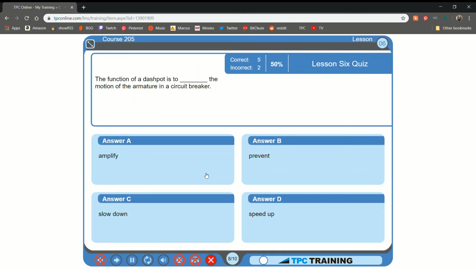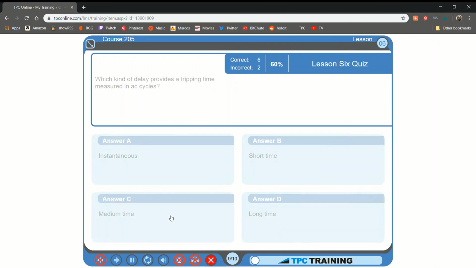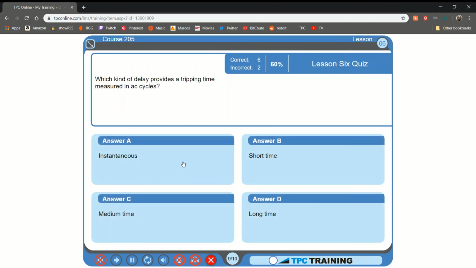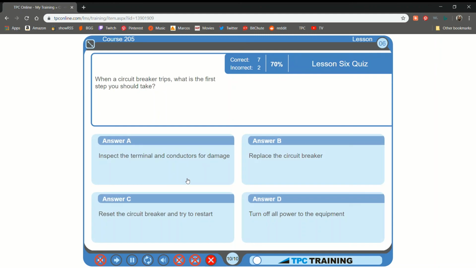The function of a dashpot is to A. Amplify the motion of the armature in a circuit breaker, B. Prevent. That is correct. Which kind of delay provides a tripping time measured in AC cycles? A. Instantaneous. That is correct. When a circuit breaker trips, what is the first step you should take? A. Inspect the. That is correct.